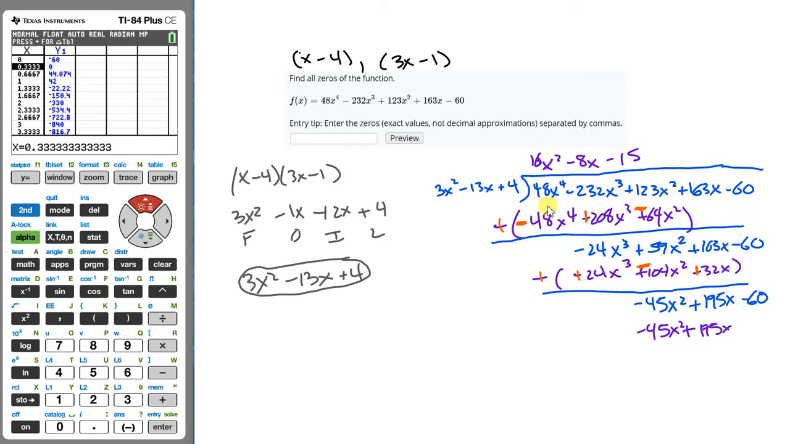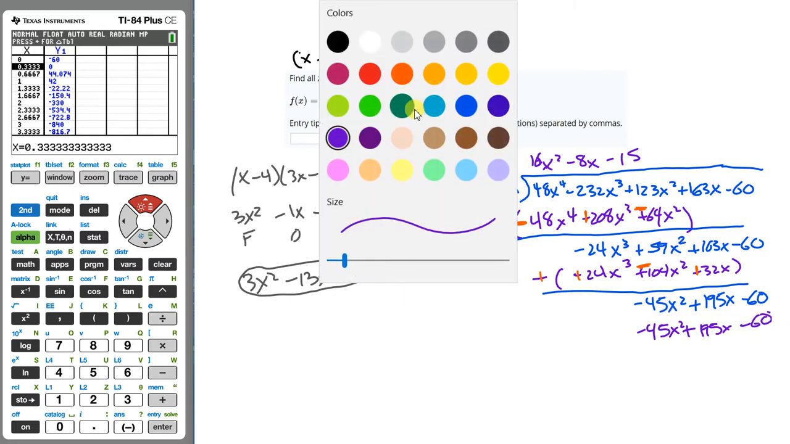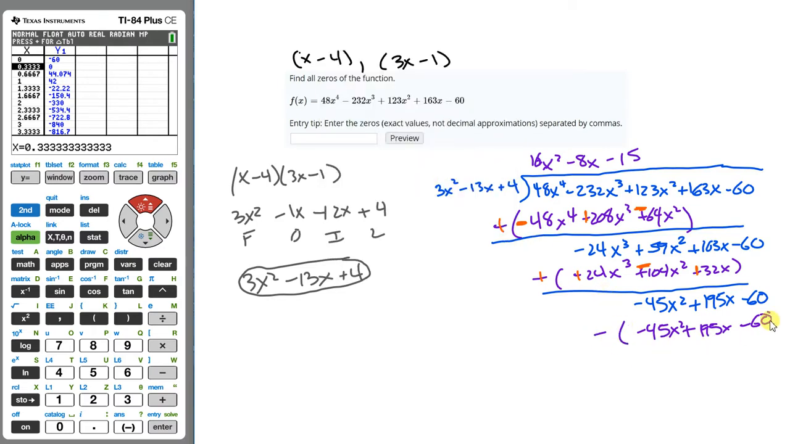And then 15 times the 4 is negative 60. Notice that when we do the subtraction here, I'm doing something take away itself. So I'm going to get a 0 remainder, which is good. That means we had the right factor and we did the right long division.